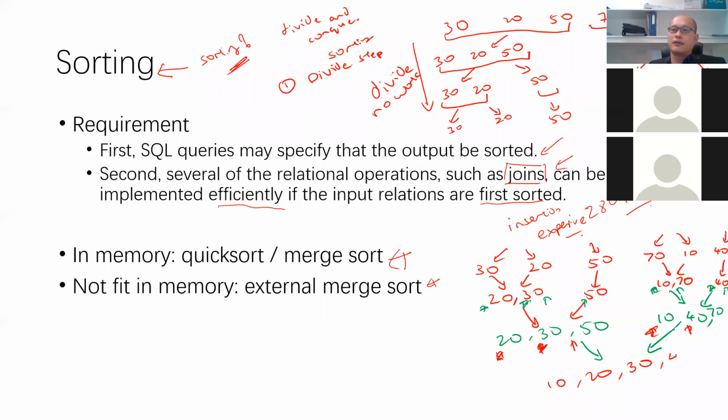50 to 40, 40. 50 to 70, 50. And now 70. So realize that all the work of comparison is done at the merge step. Okay. So this has what they call the conquer step.